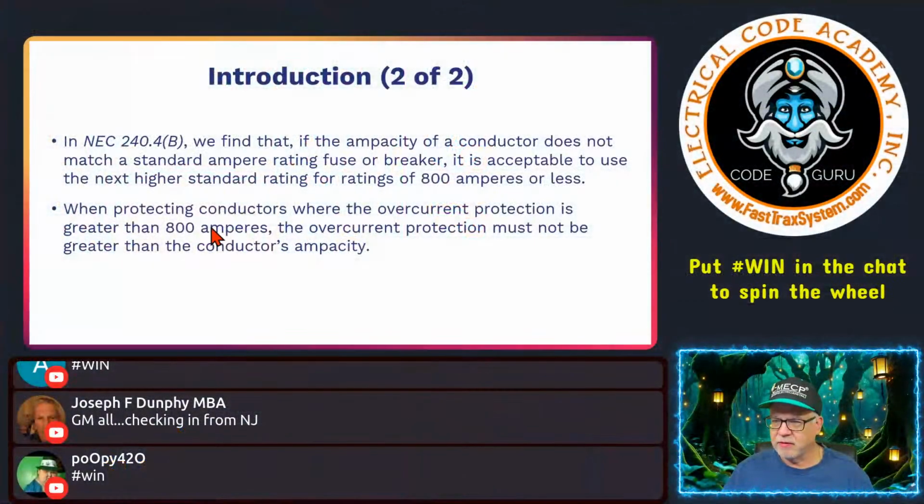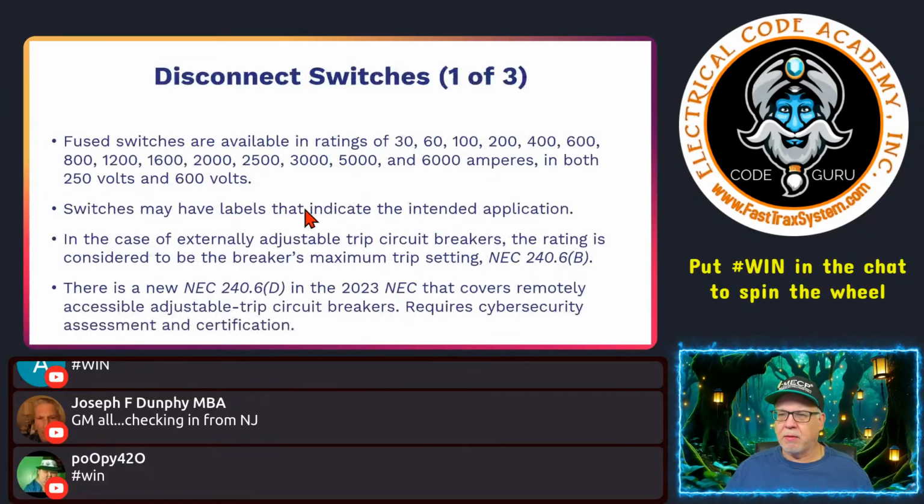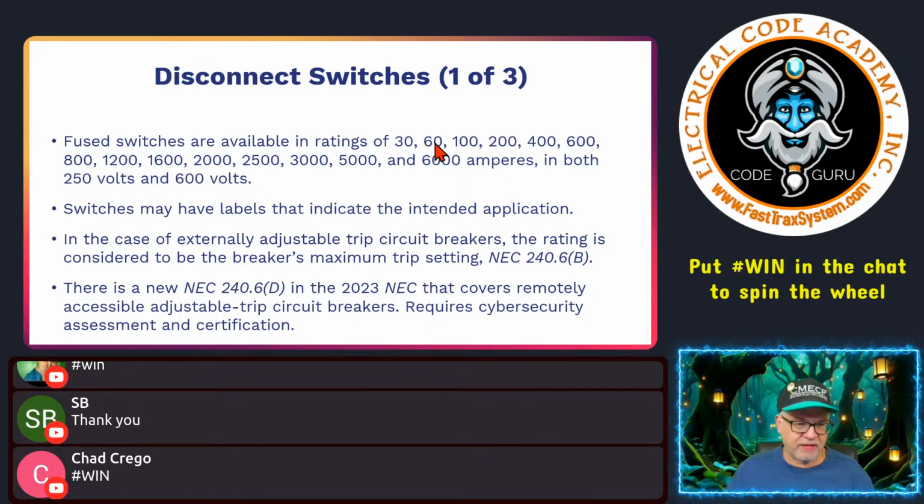Let's get into some lessons here. Let's start out with the disconnecting switches, fused switches. Disconnect switches that also have integral fusing are available in ratings of 30, 60, 100, 200, 400, 600, 800, 1200, 1600, 2000, 2500, 3000, 5000, and 6000 amps, in both 250 volt rated and 600 volt rated.